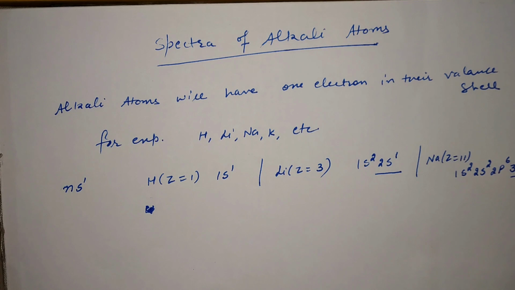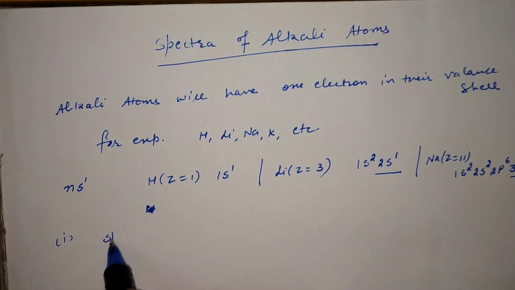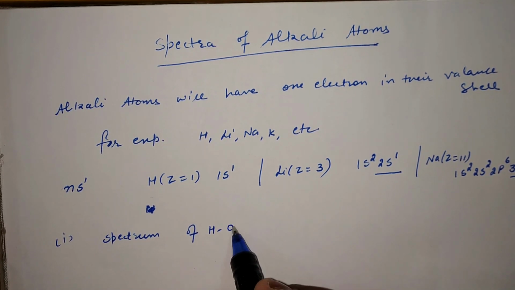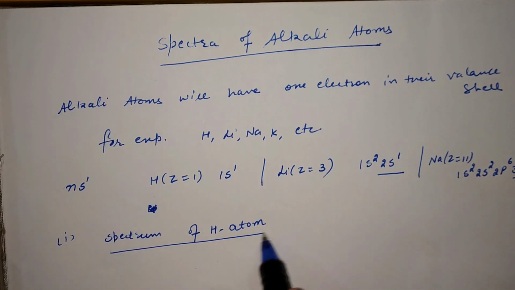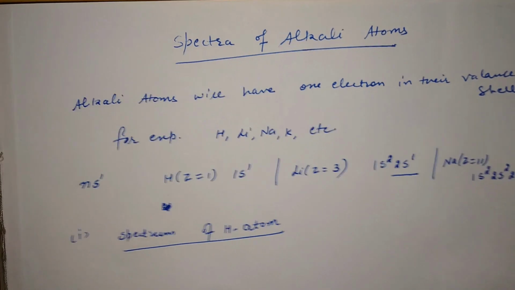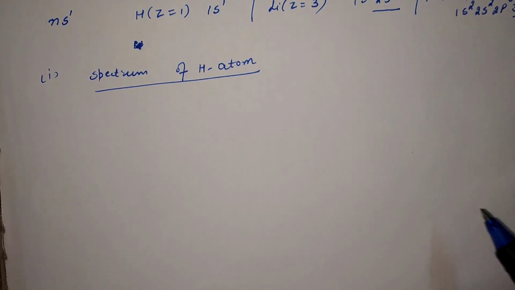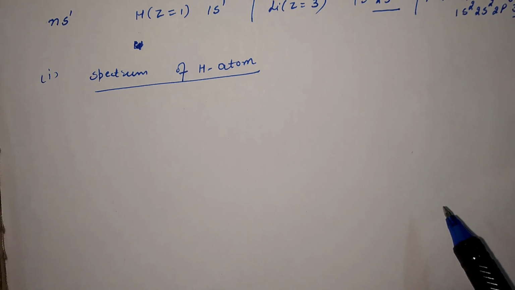So all the alkali atoms possess one valence electron in the outer shell, and that is present in the s state. So as to discuss the spectra of alkali atoms, we will start from a very simple example. Firstly, the spectrum of hydrogen atom. We know that hydrogen is the simplest atom which possesses only one electron in the first s orbital.